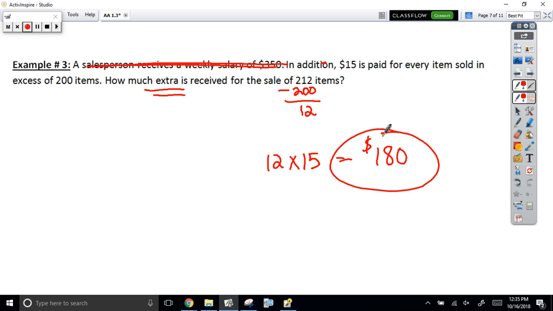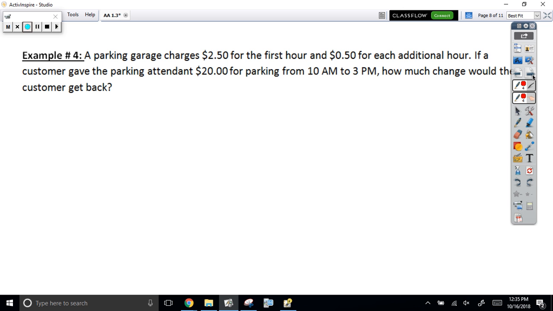And then example 4 on the back, we have a parking garage, which is really how a parking garage typically structures their fees. So for the first hour, you pay $2.50, and then for each additional hour, you only pay 50 cents. If a customer gave the parking attendant $20 for parking from 10 a.m. to 3 p.m., how much change would the customer get back? So we're going to figure out how much we owe, and then subtract it from 20. First of all, how long were we in the parking garage? 5 hours. Okay, so we have our first hour plus our other 4 hours. So we're breaking that 5 down into 1 and 4.